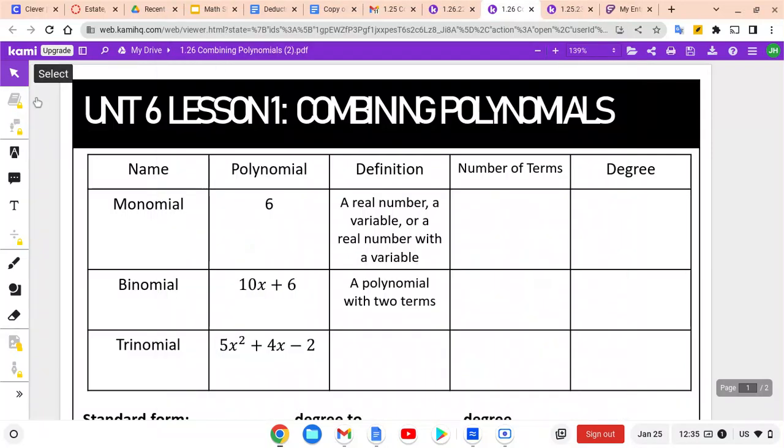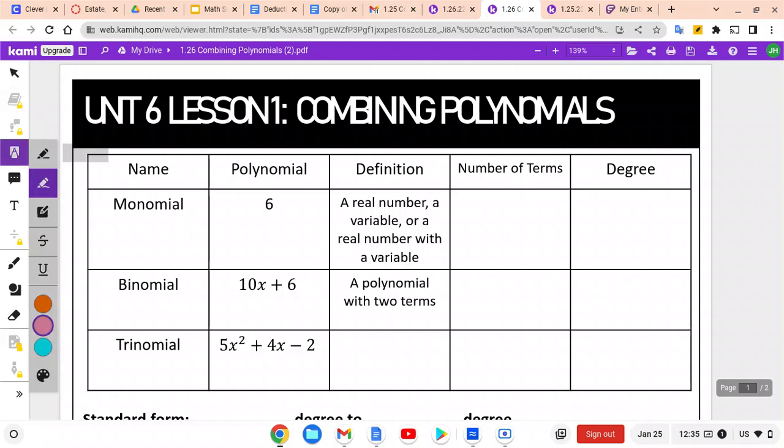Hello, everyone. This unit lesson is over polynomials, combining polynomials. Some basic polynomials you need to be aware of is the monomial, and mon means one, like a monarch is one ruler. So monomial is a single polynomial.